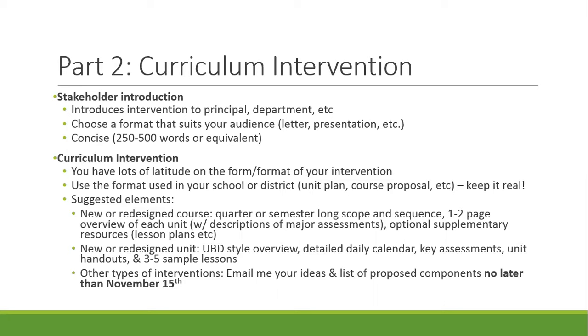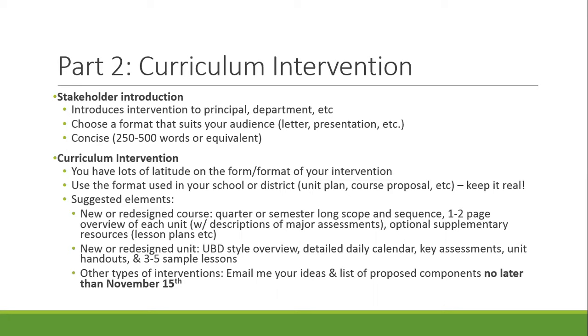If you're creating a new or redesigned course, you may want to put together the quarter or semester-long scope and sequence, your 1 to 2 page overview of each unit with some of the descriptions of the major assessments, and then optional supplementary resources, a couple of lesson plans to show what you're thinking about.